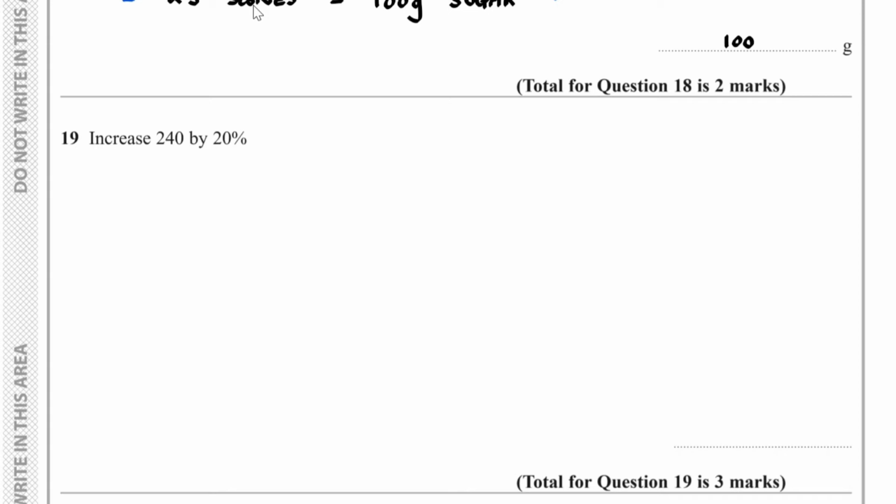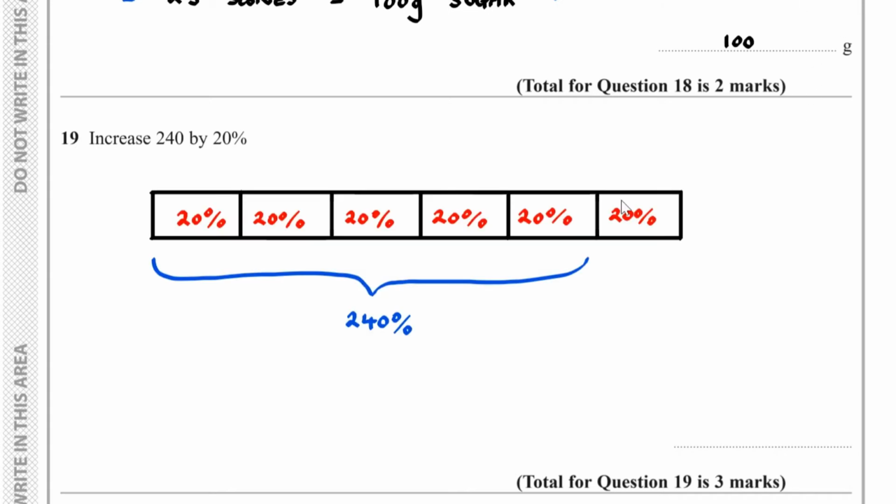Question number 19, we have to increase 240 by 20%. Well, here is a bar model representing what we need to do. 100% is equal to 240. We want to find out what 20% is worth. We can do that by dividing 240 by 5. That would work out 20% of 240. And if I divide 240 by 5, we get 48.